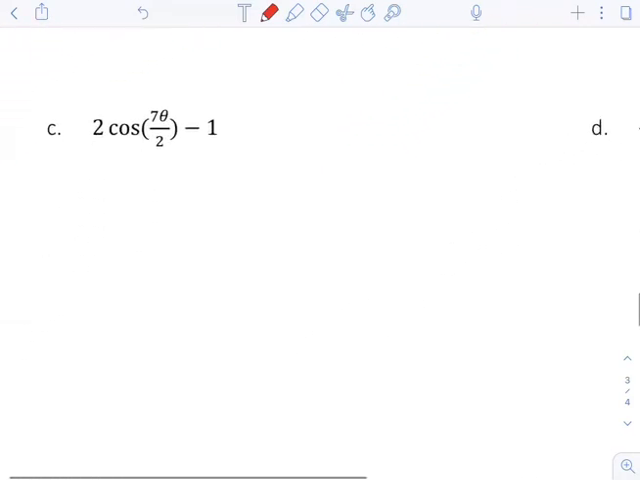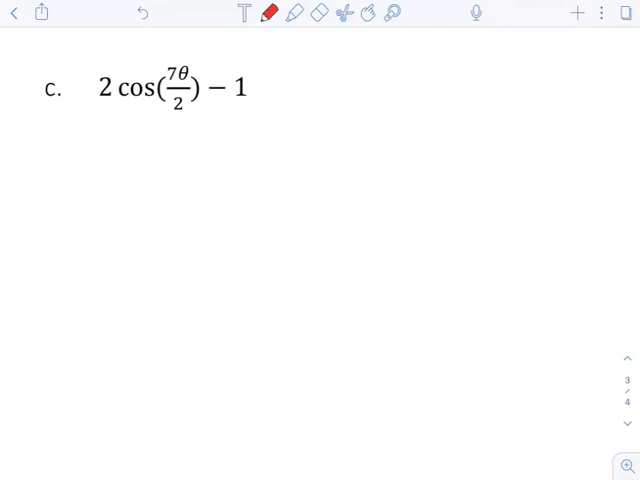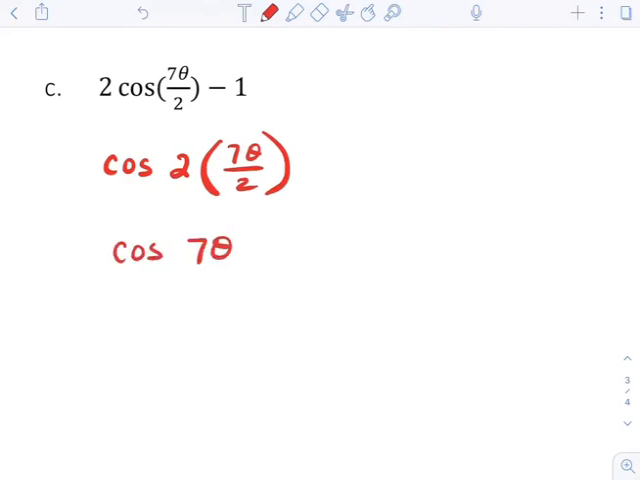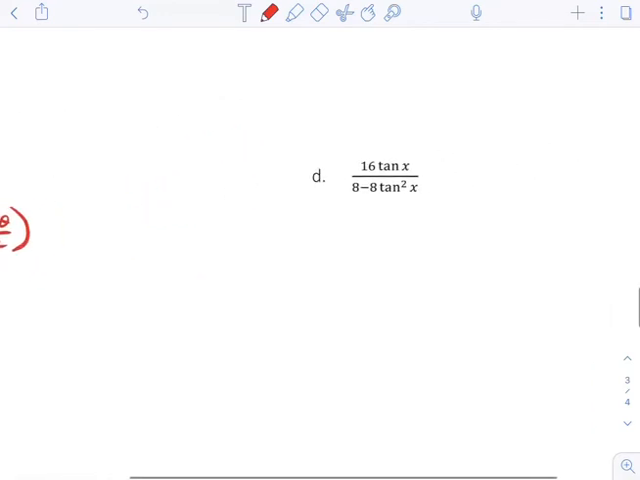Keep going along. This one here also looks like cos. So this is cos double angle. What is the angle? Well, it's 7 theta/2. So if I simplify that, it just becomes cos 7 theta. All right, so we're just recognizing the form that they're in.